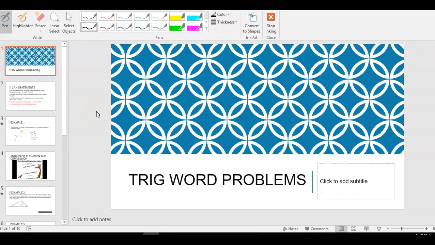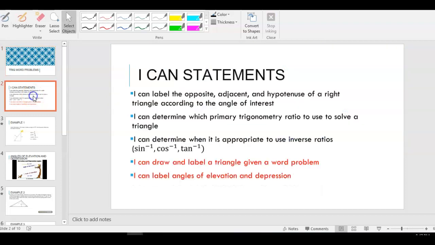Today we're going to continue with primary trigonometric ratios, but we're going to advance a little bit further. We are going to solve word problems using primary trigonometric ratios. Again, please remember at the end of the video, after you have completed your notes and reviewed the video or the PowerPoint, come back and check the I can statements.